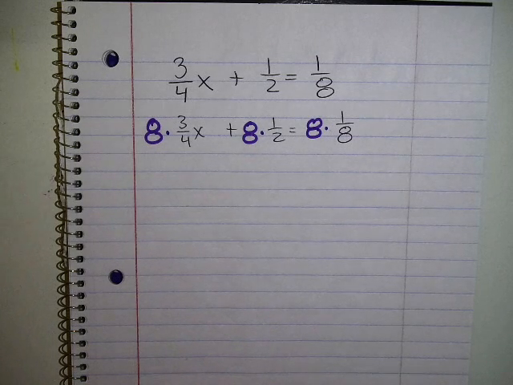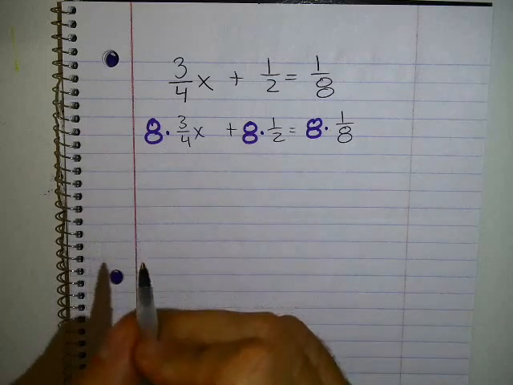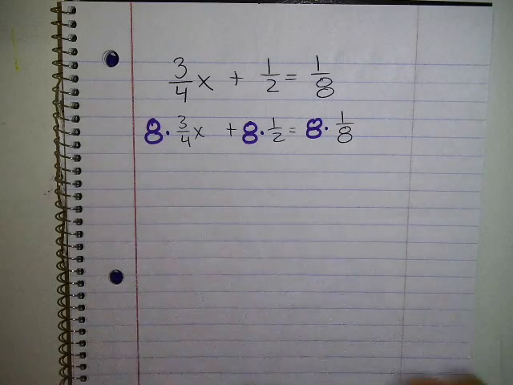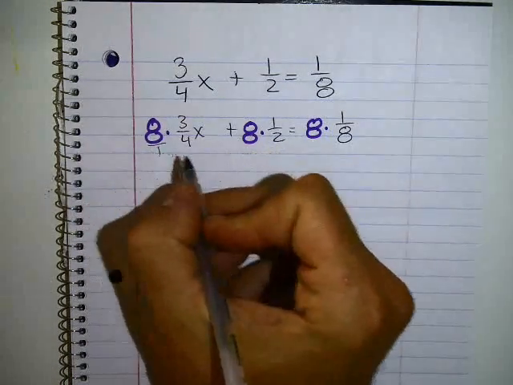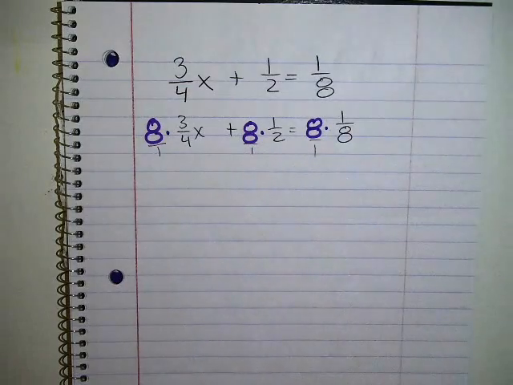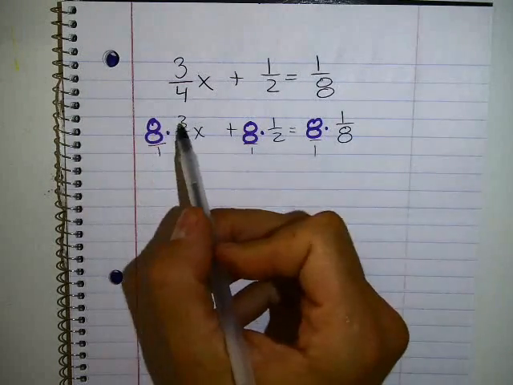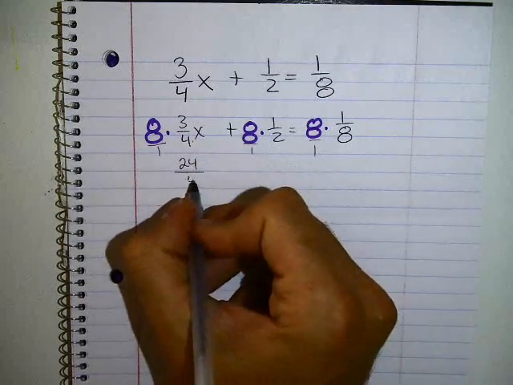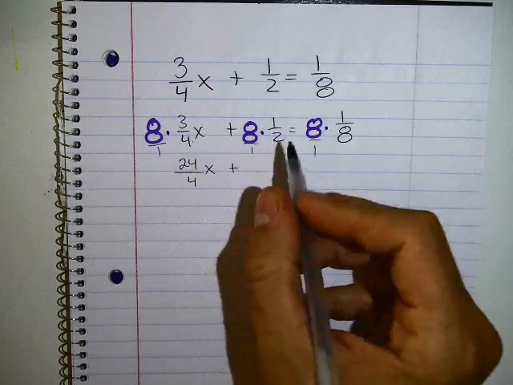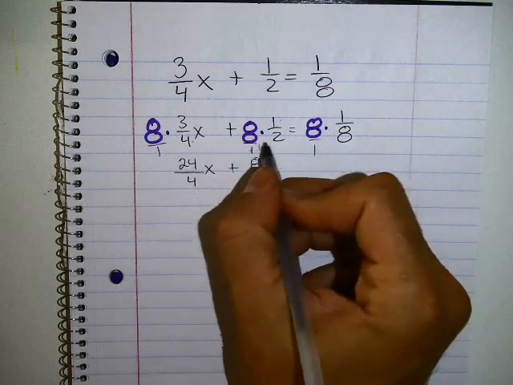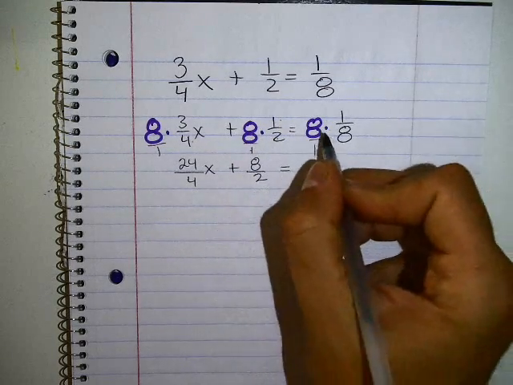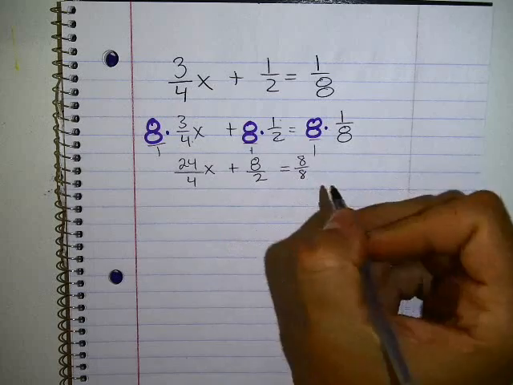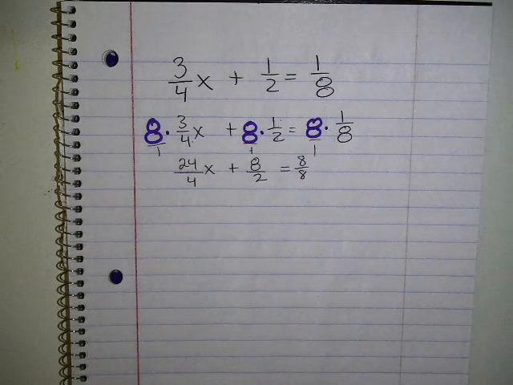Okay, I'm going to throw down with the extra step here while you guys are still going. Remember, these are all 8/1s. And if I was just to times them regular style straight across, 8 times 3 is 24. 1 times 4 is 4, so it's 24/4x plus 8 times 1 over 1 times 2 equals 8 times 1 over 8 times 8. 8 times 1, I mean. But all those are whole numbers.